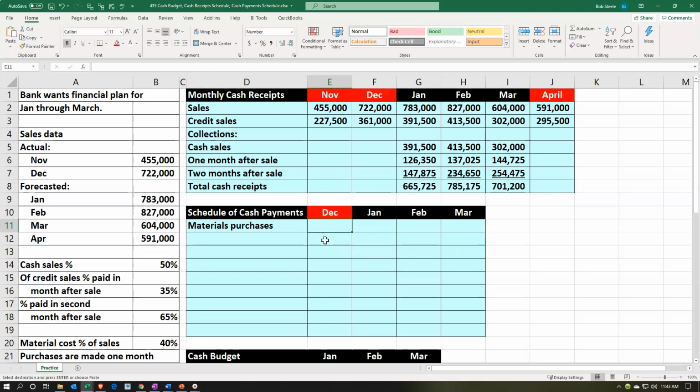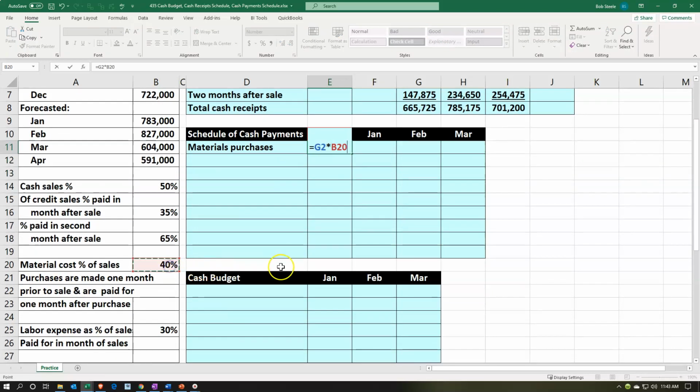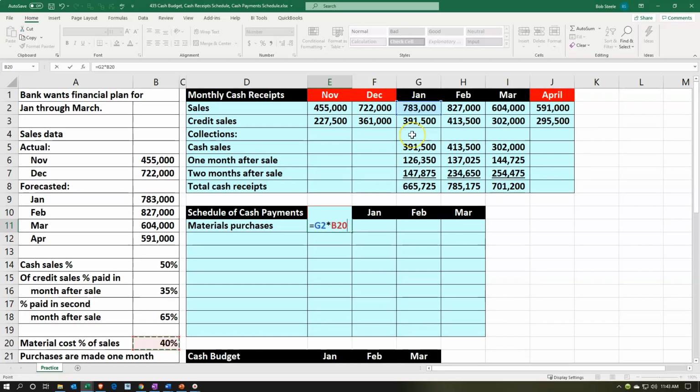So if we're talking about the December number, and we're going to need December because we're going to need it in some other calculation, even though we're focusing on January, February, and March, then we're going to say, well, I have to look at January sales. So January sales is this 783 up top. So I'm going to be picking up the 783, multiplying it times the 40%. So 40% of the following sales number.